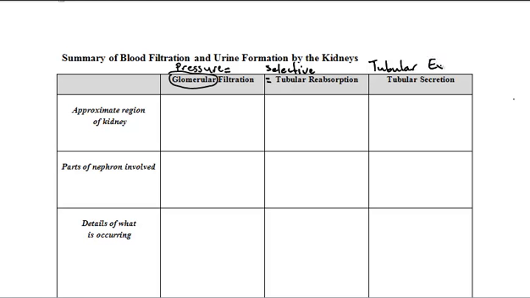And in your copy of the notes, you will find I've used selective reabsorption, pressure filtration, and tubular excretion, because I think these terms are slightly less confusing. And what I'd like you to do here is fill out this summary table based on what we've described.